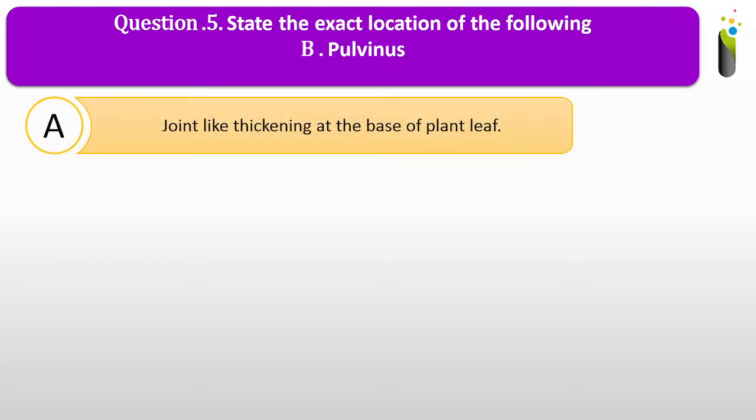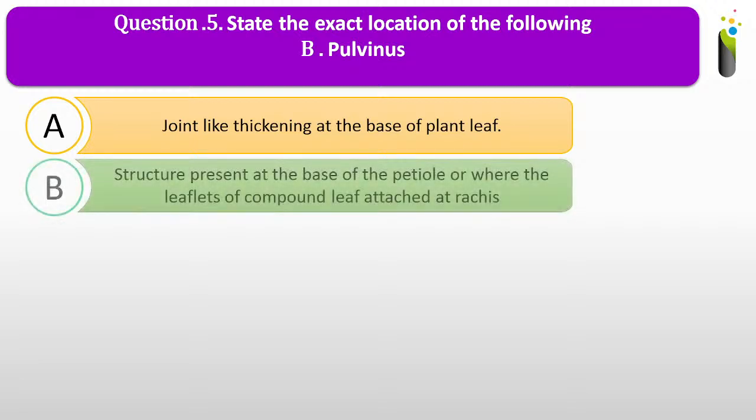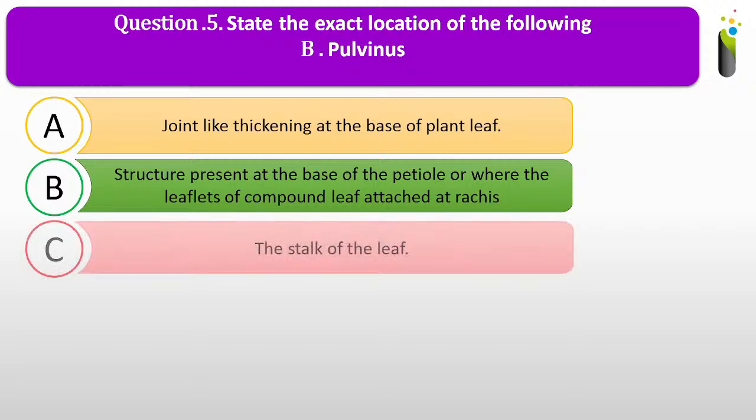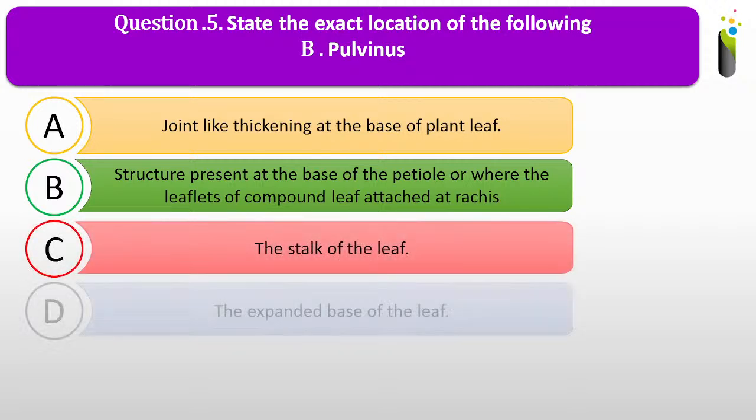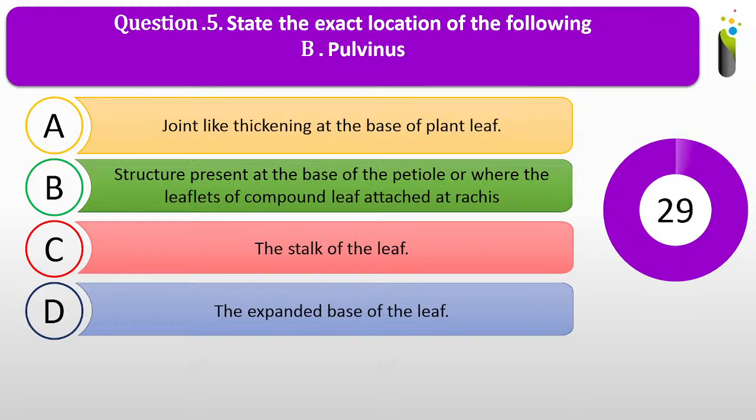Exact location of pulvinus is dash. A. Joint-like thickening at the base of the plant leaf. B. Structure present at the base of the petiole or where the leaflets of the compound leaf are attached at the rachis. C. The stalk of the leaf. D. The expanded base of the leaf.